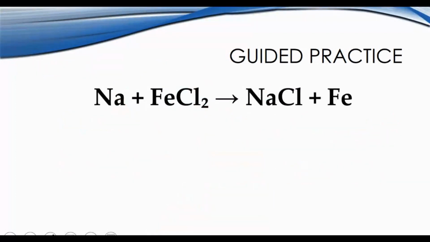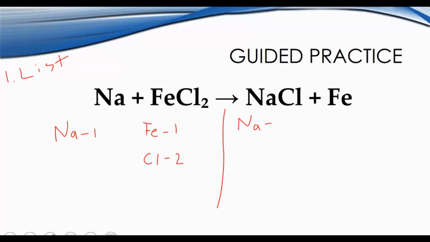Step number 1 is always to make a list, right? And I just realized I didn't give you the whole list, so I'm going to write it this time. Draw your line to split up. I'm going to make a list. I see a sodium, and there's only 1. I see an iron, and there's only 1. I see chlorine, and there are 2 of them. On the product side, there is 1 sodium, there is 1 chlorine, and then there is 1 iron.